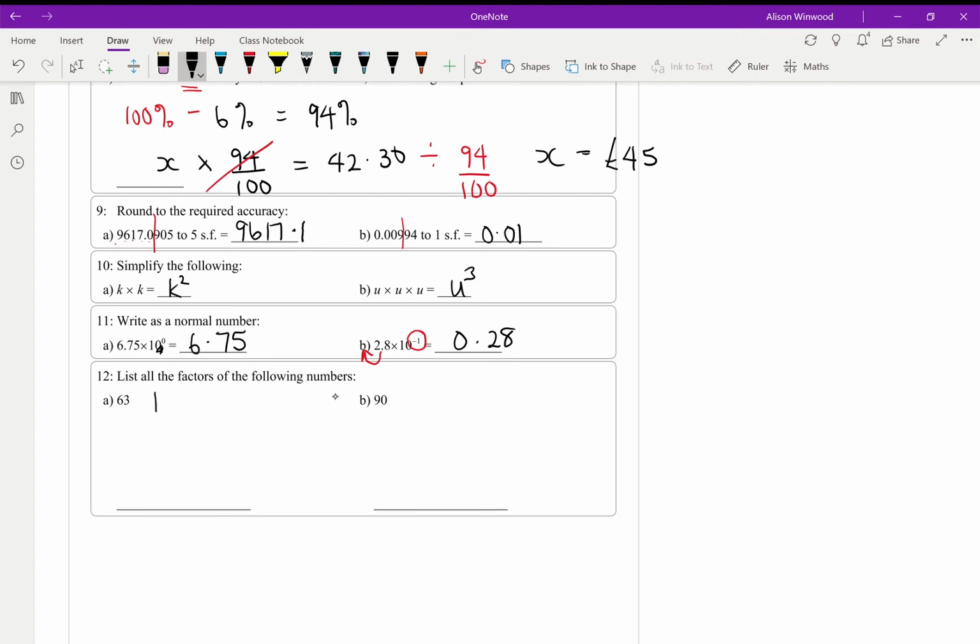All the factors, this is all the pairs, 3 times 21, 4, 5, 6, 7 times 9. 90 is 1 and 90, 2 and 45, 3 and 30, 4 doesn't go in, 5 and 18, 6 doesn't go in, 7, 8, 9 and 10.